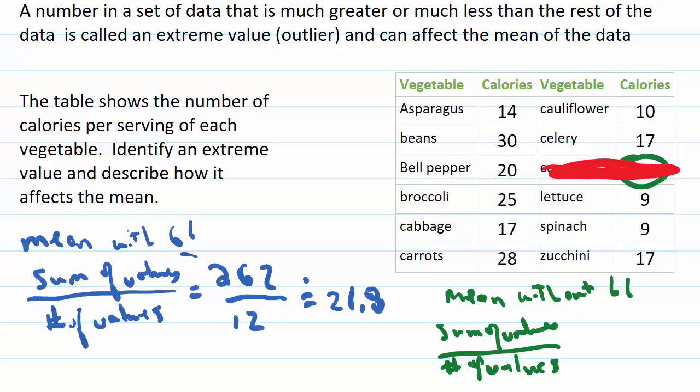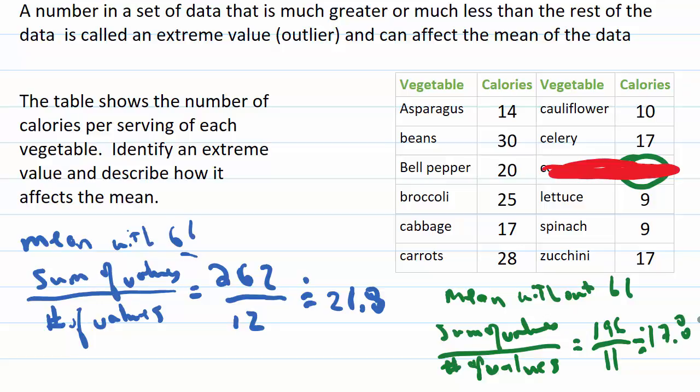So now when I calculate the sum of the values, 14, 30, 25, 20, 17, 28, I'm going to skip over 66, leave it out. Okay, so I took 66 out of 262, and I get 196 divided by, well, now I'm only taking 11 points of data, so I divide by 11, and I get about 17.8 calories per serving.